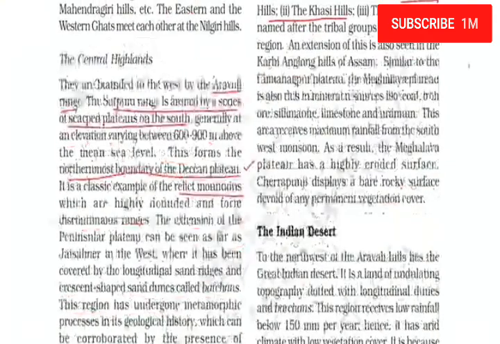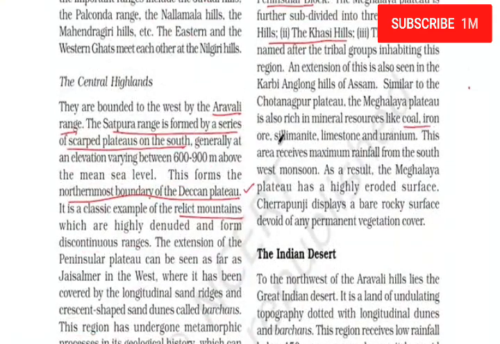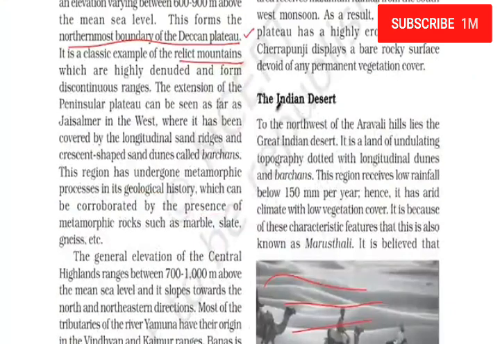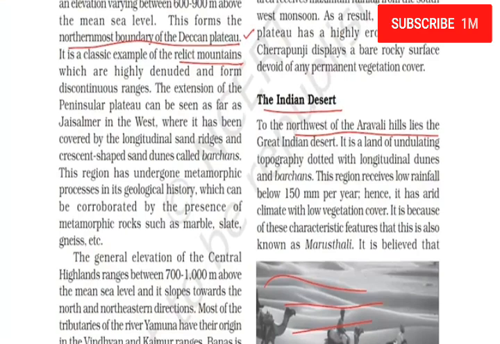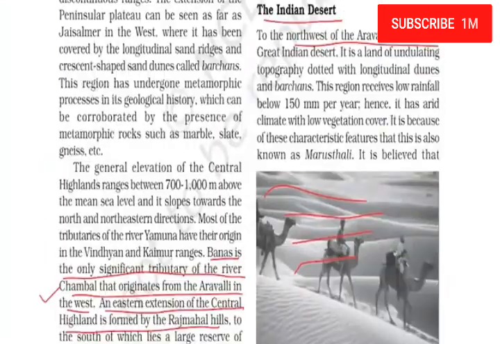And this plateau also has coal, iron ore, limestone, uranium and others. Just see this, which we will be covering in the mineral section as well. Then you have the Indian desert. It is actually present on the northwestern side, and you know that rainfall is very less or limited in this particular area. This region receives low rainfall, below 150 millimeter per year.